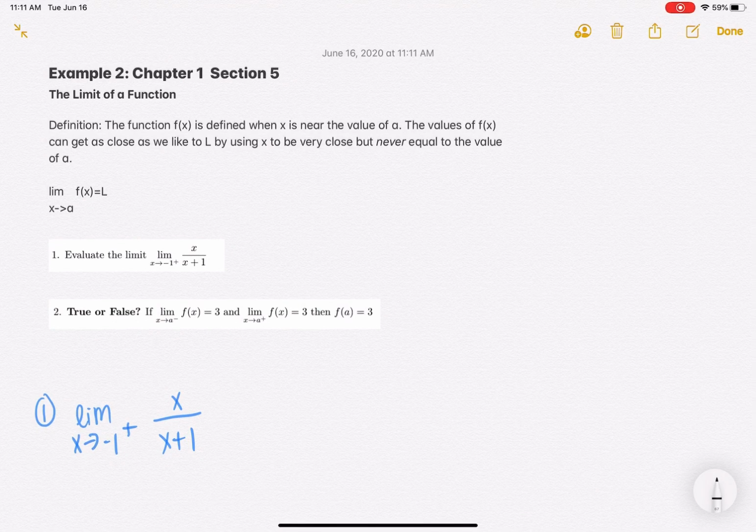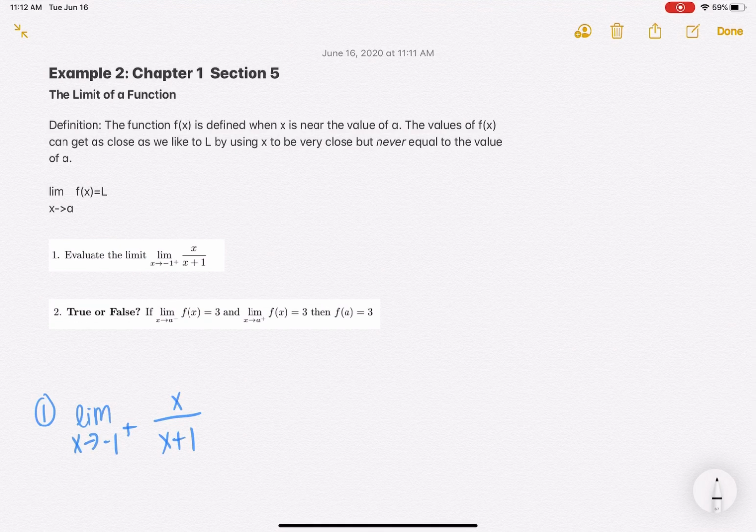In this example, we will be looking at Chapter 1, Section 5, the limit of a function. The definition of a limit is that the function f of x is defined when x is near the value of a, where the values of f of x can get as close as we would like to L by using x to be very close but will never equal the value of a.